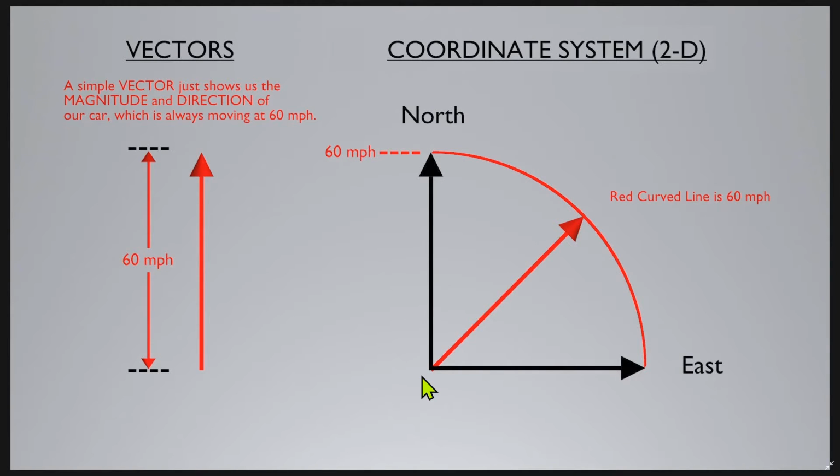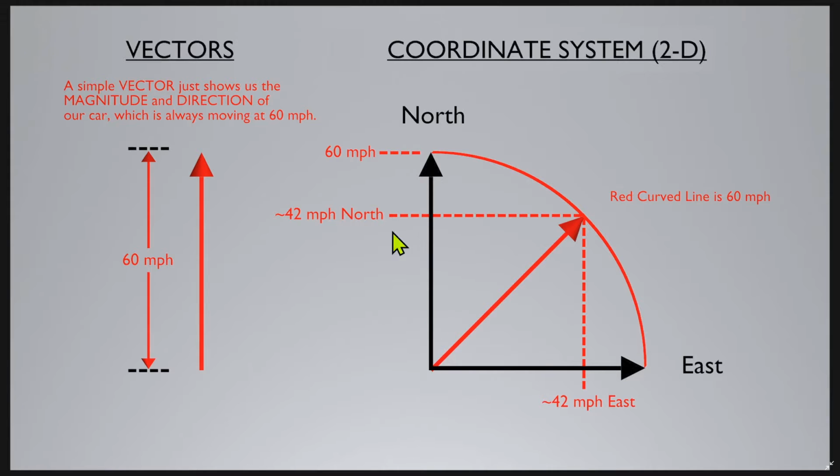And now that we have our vector laying on top of our coordinate system, down here meeting at the origin, our vector can rotate like this. And no matter which direction it's pointed, it's always the same length, which means it's always representing a speed of 60 miles an hour. Anywhere along this red curve is going to be 60 miles an hour. So very simple. In this case, it's pointed at a 45-degree angle. So let's see what we can do with that.